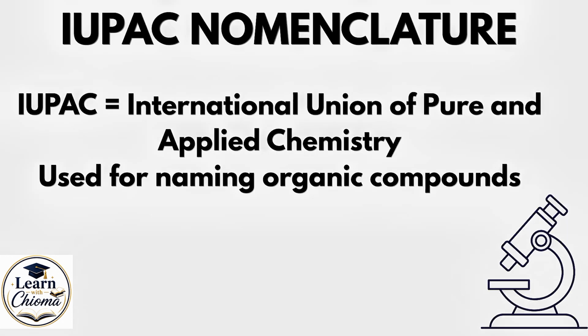Now let's move to one of the most important topics in organic chemistry, IUPAC nomenclature. IUPAC stands for the International Union of Pure and Applied Chemistry. It developed a standard system for naming organic compounds so that scientists all over the world can communicate using the same names. Instead of relying on common names, which may vary from place to place, we use IUPAC names because they are systematic, unique, and internationally accepted. Once you understand the naming rules, you'll be able to identify and name many organic compounds with confidence.